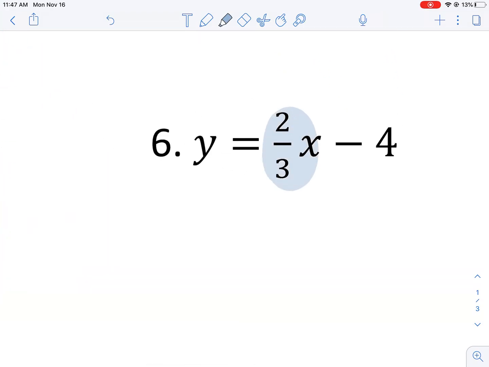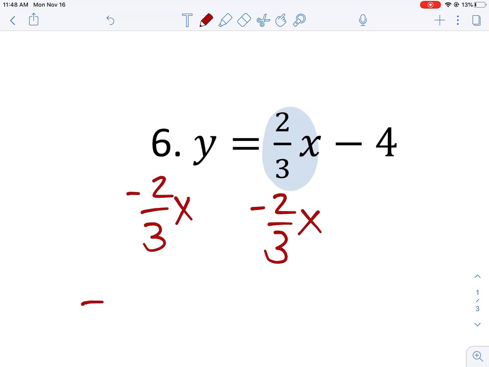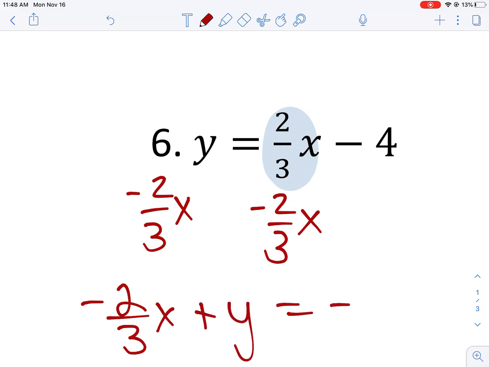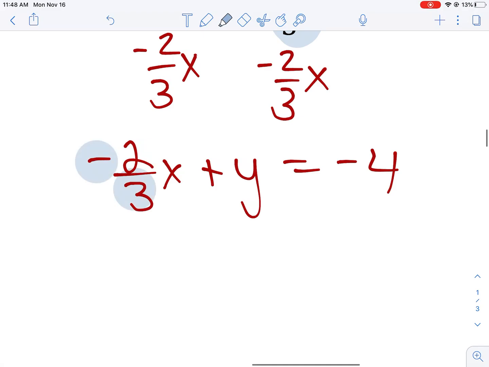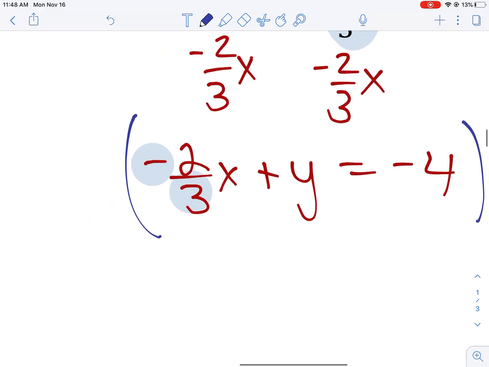Example 6, we need to move 2/3 to the other side, so minus 2/3 x. So I have negative 2/3 x plus y equals negative 4. So this one has the negative and the fraction. So again, we're going to multiply the whole equation. To get rid of the negative, we multiply by a negative. And to get rid of the fraction, you multiply by the number in the denominator. So negative 3.